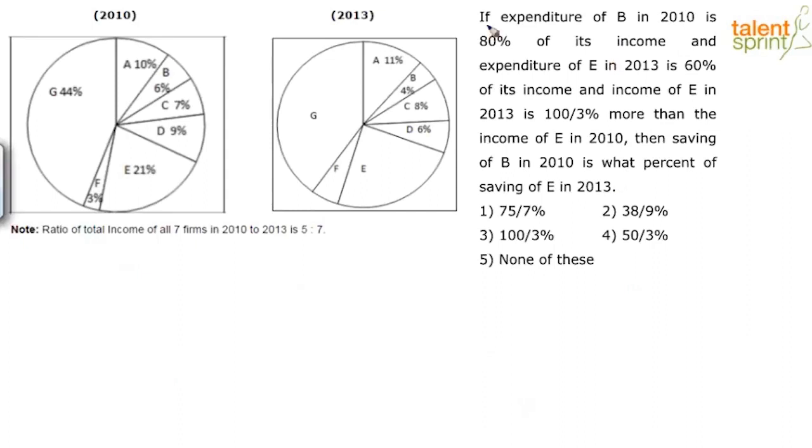It says, if expenditure of B in 2010 is 80% of its income and expenditure of E in 2013 is 60% of its income and income of E in 2013 is 100/3% more than the income of E in 2010, then saving of B in 2010 is what percent of saving of E in 2013? Wow. Now that's an interesting one, right? And the question itself is such a long one. And of course, it involves E in 2013. So basically this missing value has to be calculated first.